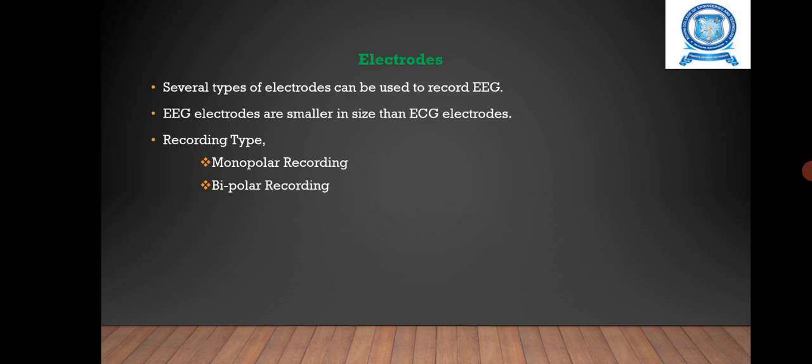Electrodes. Several types of electrodes can be used to record EEG. EEG electrodes are smaller in size than ECG electrodes. There are two types. Monopolar recording is used to pick up the voltage difference between an active electrode on the skull with respect to the reference electrode. The next one is bipolar recording. It is more popular. The voltage difference between two scalp electrodes is recorded.